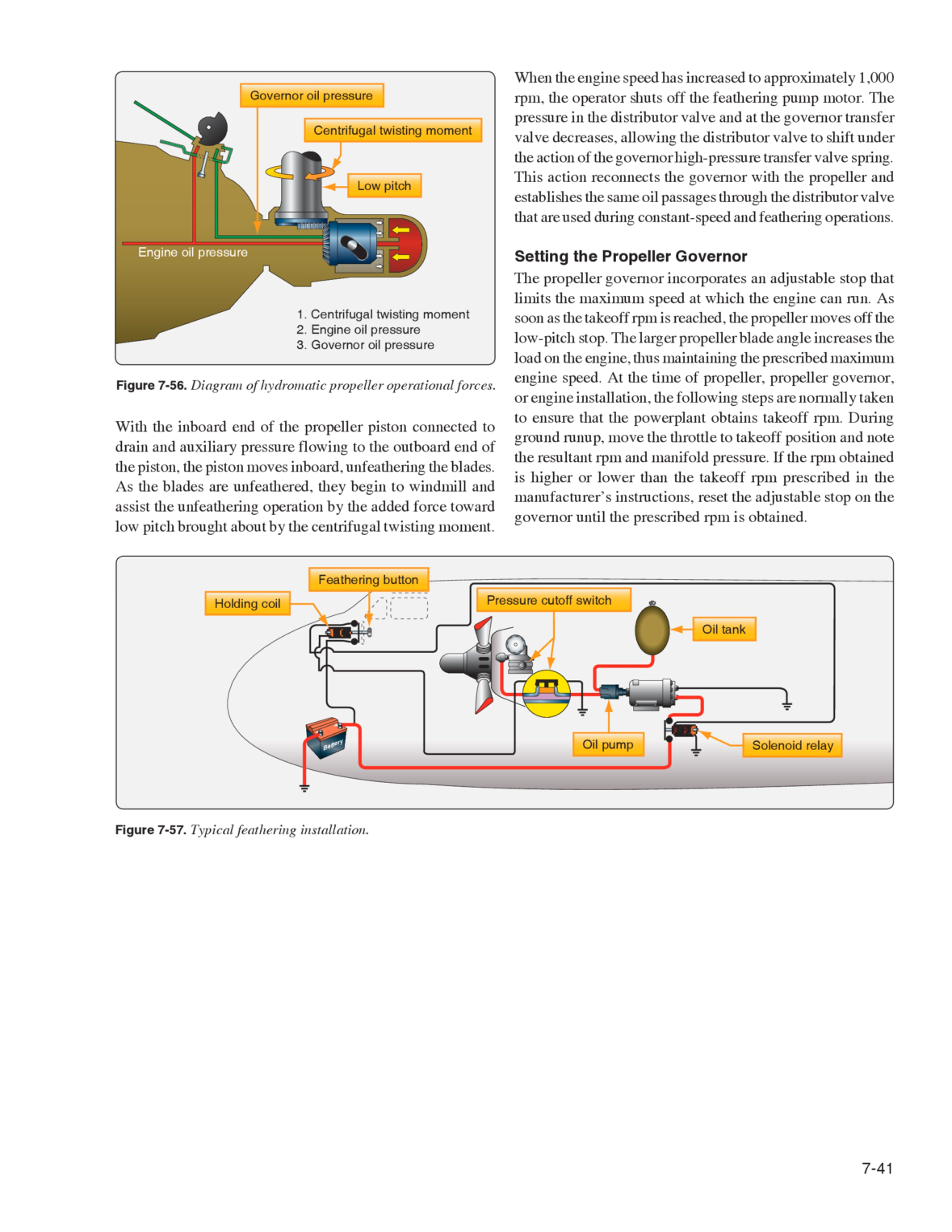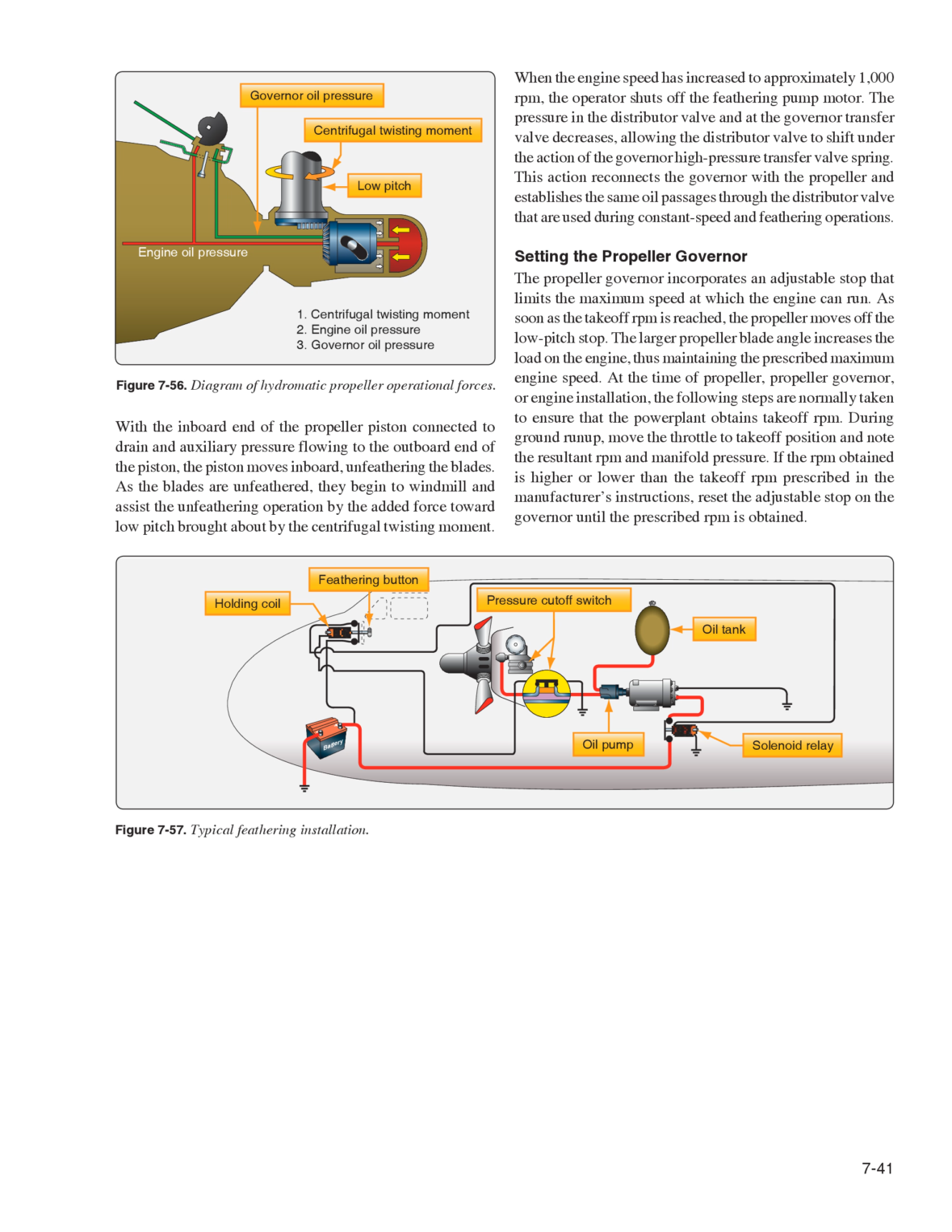Setting the propeller governor. The governor incorporates an adjustable stop that limits the maximum speed at which the engine can run. As soon as the takeoff RPM is reached, the propeller moves off the low-pitch stop. The larger propeller blade angle increases the load on the engine, thus maintaining the prescribed maximum engine speed.